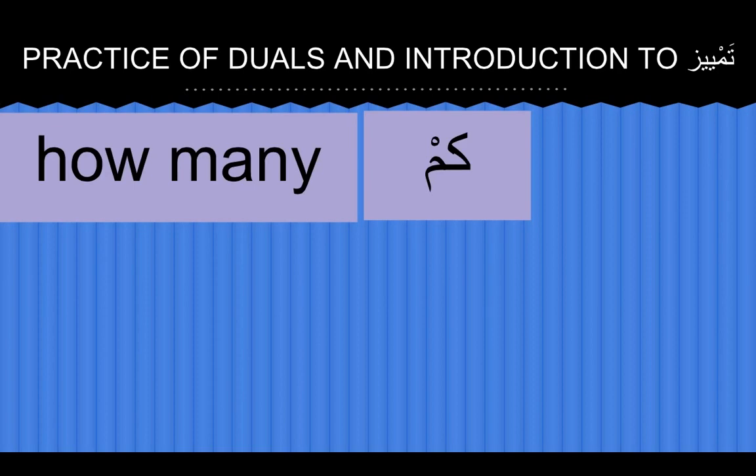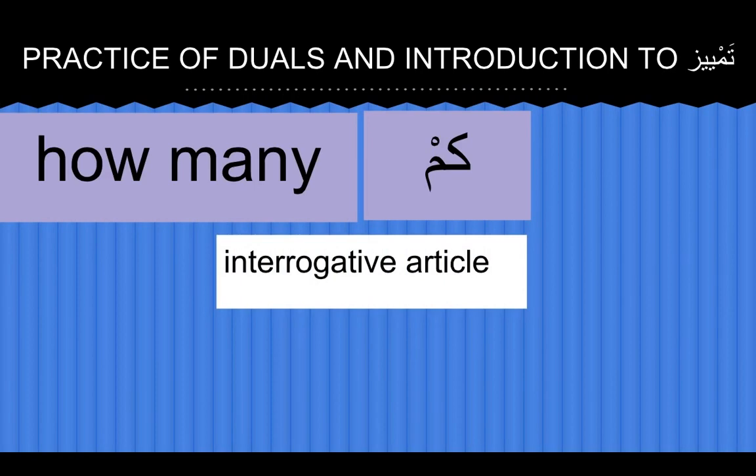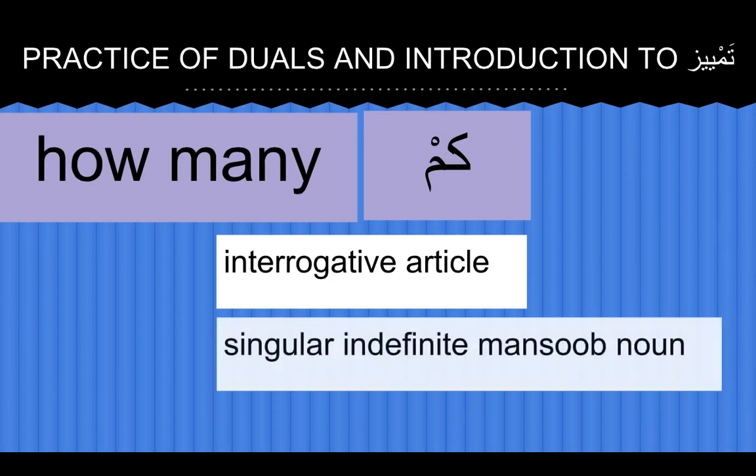So then, kam is an interrogative particle. So we are asking a question, but it itself is not a complete question. We need to bring some more information for how many, and what we bring is a singular indefinite mansoob noun. What is it? After kam there always comes a singular indefinite mansoob noun, which is called tamyiz.